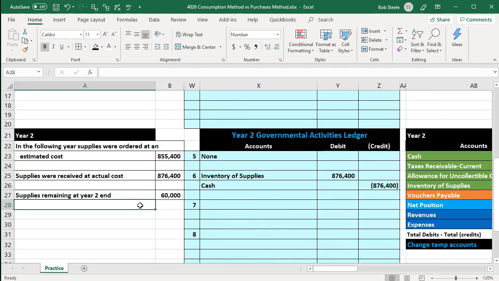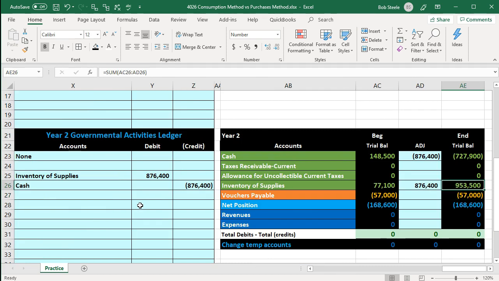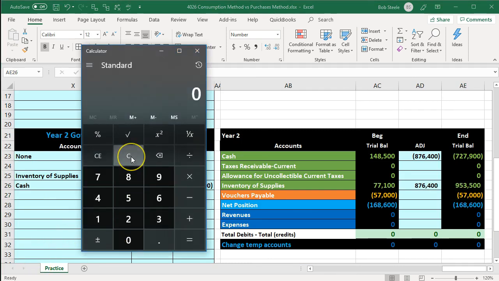Next, we're going to say that the supplies at the end, physical count 60,000. So if we go back to our inventory on hand, we've got the 953,500 on hand. So 953,500 minus the 60. We're going to make an adjustment to get it down to 60, 893,500. So this is the same kind of cost of goods sold calculation. We had the beginning inventory, 77,100 plus the 876,400 purchases, amount available minus the physical count at the end, 60,000, we assume under a periodic system we used the 893,500.